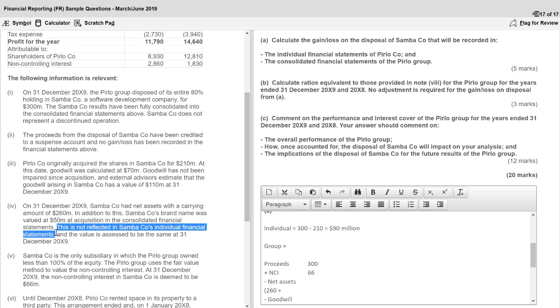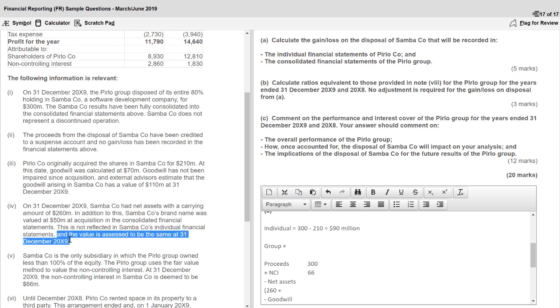But IFRS 3 says that we can recognise it at acquisition, provided that it has a fair value that we can measure. And here we've measured it at $50 million. Just note, that was what it was at acquisition. It is the same at December X9 when we have disposed of it. If it had changed, we would put in the value that we have at the date of disposal. So 260 plus 50 is 310.